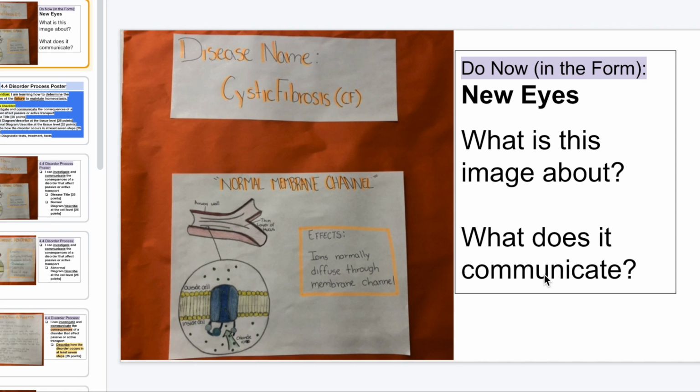What does it communicate? It looks like it's communicating the effects on diffusion through the cell membrane, through a channel in the membrane. If you know, a channel is like a pathway through something. So that's what I would say it's communicating. To be more specific, it's communicating normal membrane channel activity.